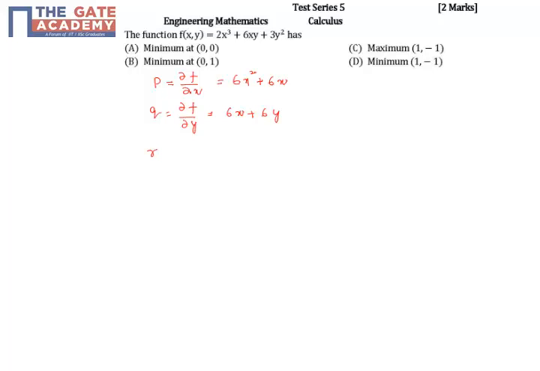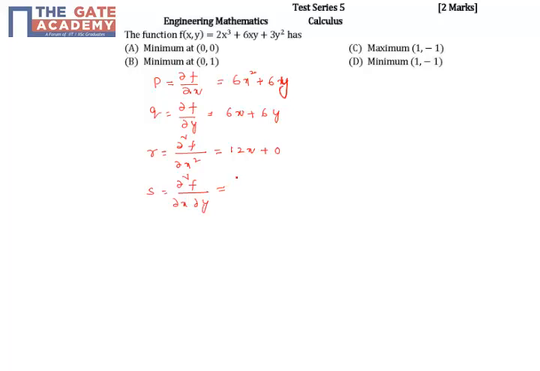And similarly r is nothing but dou square f by dou x square. So if I differentiate with respect to x once again, I'll get 12x plus 0. Sorry, this is not x, this is y. And similarly s is nothing but dou square f by dou x into dou y.